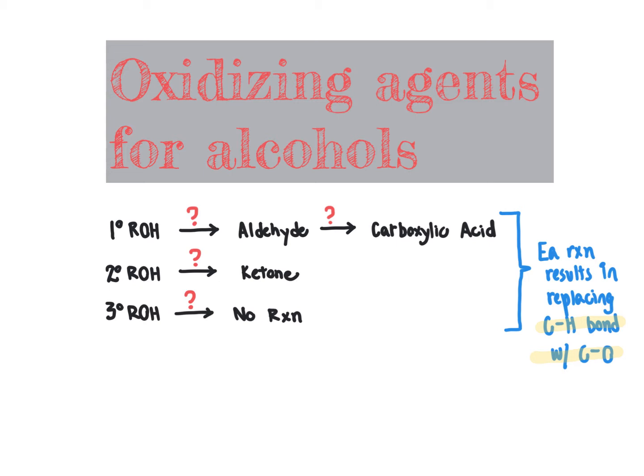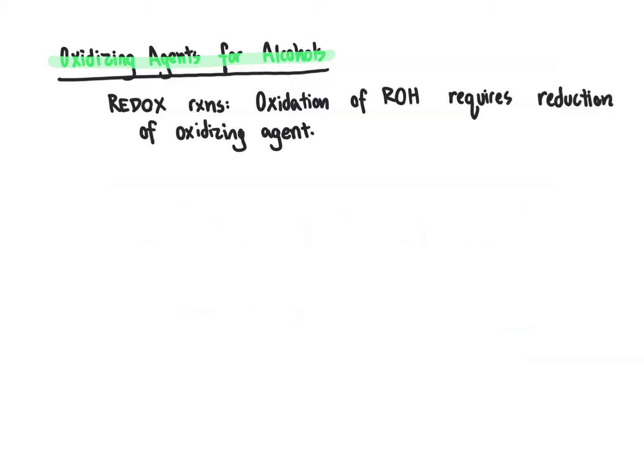In this unit, what we're going to focus on is what specific oxidizing agents we can use. So we're going to be filling in these question marks here with specific chemical reagents that we can use to execute these reactions in a lab setting. Let's go ahead and get started with looking at those reagents.